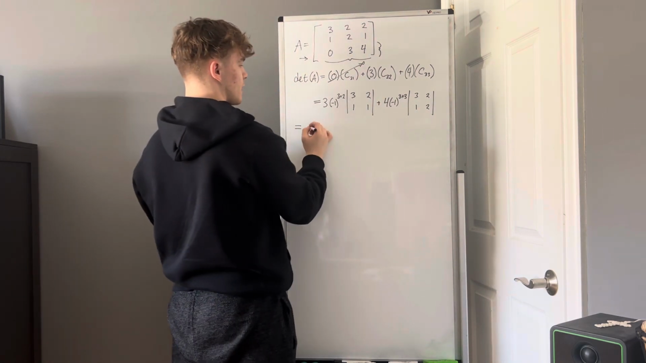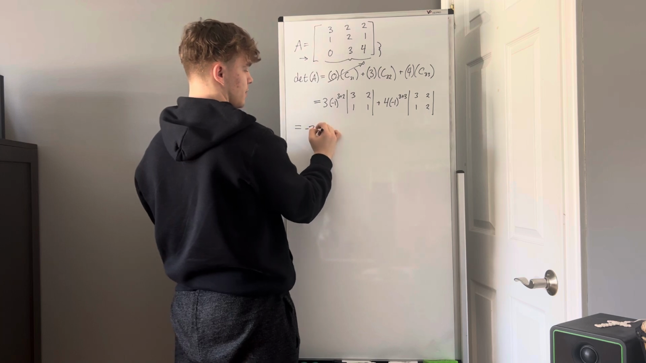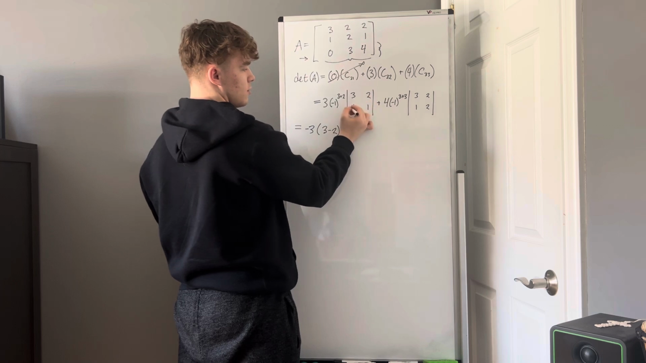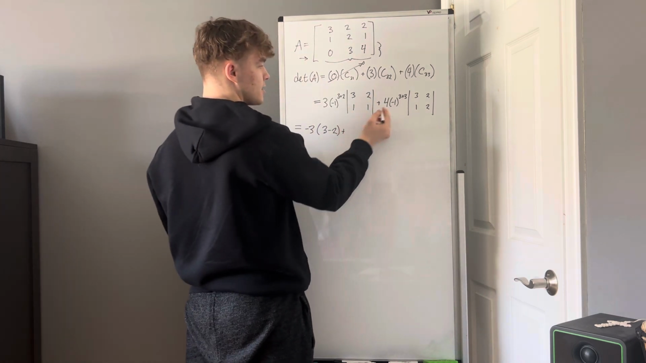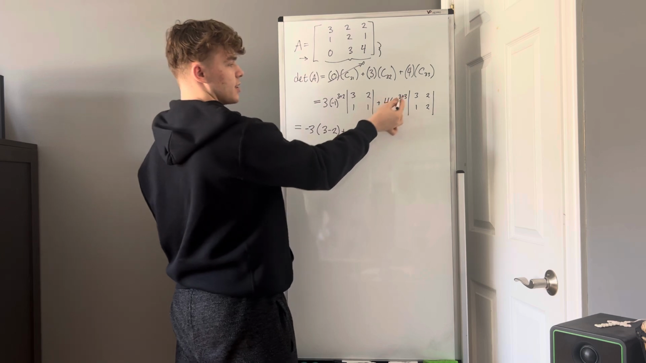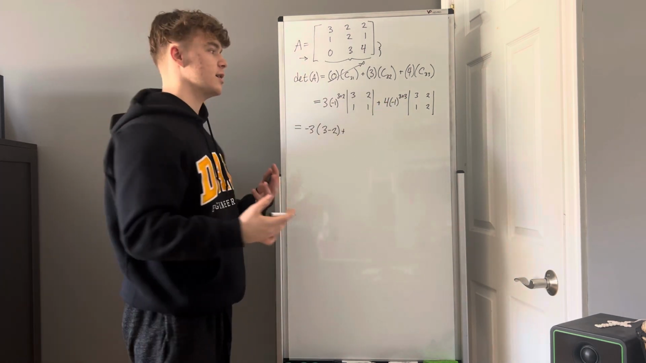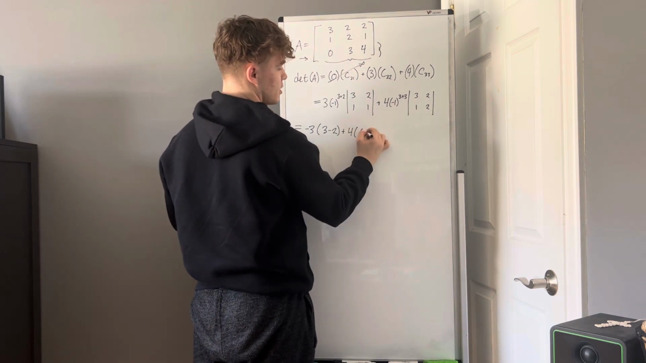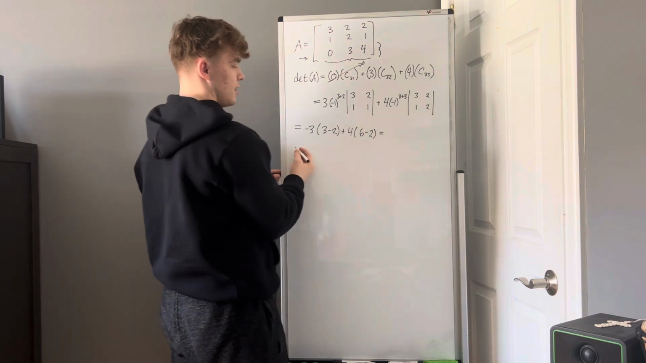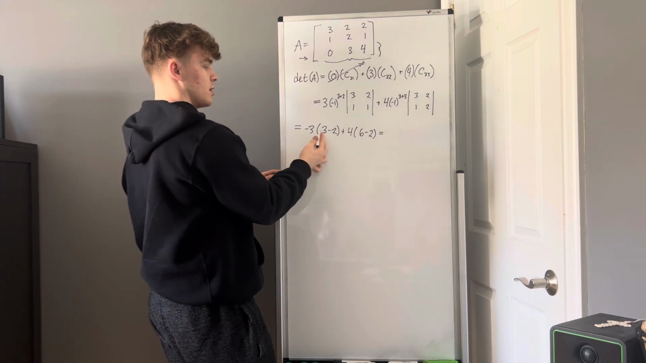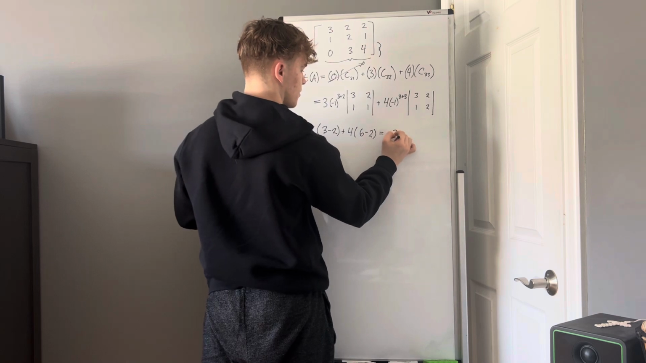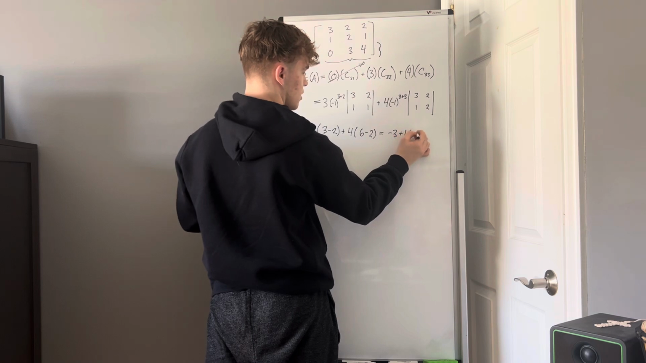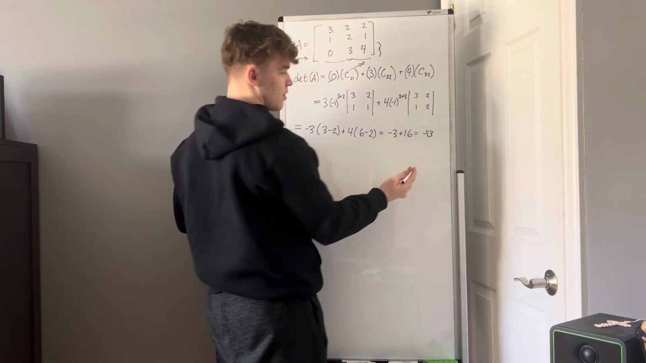And so this is going to be -3 times the determinant, which is 3 times 1 minus 2 times 1. Plus, this is just going to be a regular 4 because -1 to an even number is just 1. So we've got 4 times 6 minus 2. And this would be -3, and this would be 4 times 4, which is 16. So our determinant is -13.